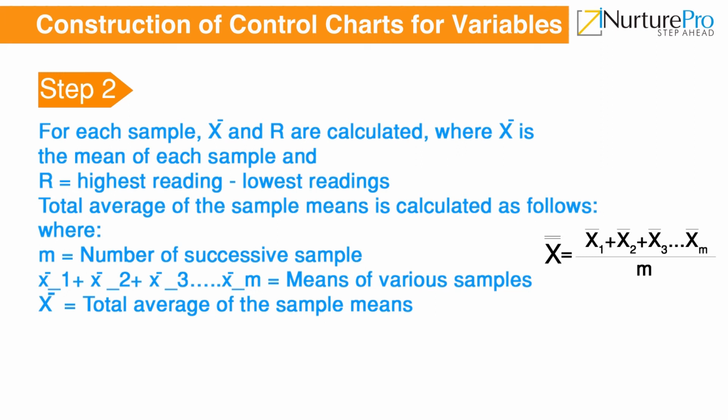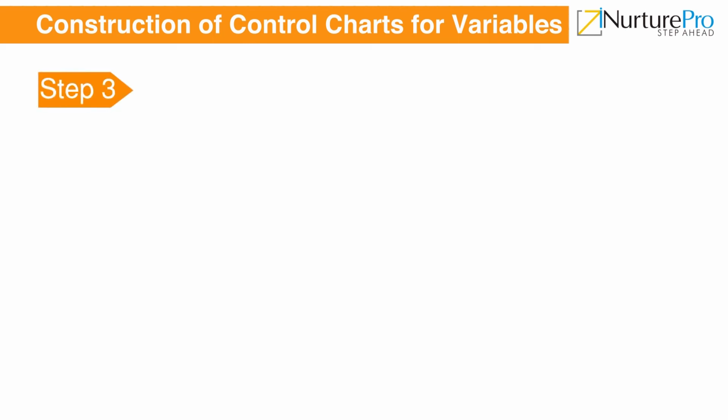The total average of the sample means is calculated as follows. X double bar is equal to X1 plus X2 plus X3 until Xm divided by M, where M is equal to the number of successive samples. X1 plus X2 plus X3 until Xm is equal to the means of various samples. X double bar is equal to the total average of the sample means.